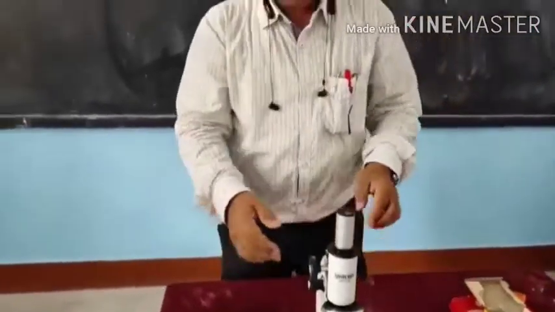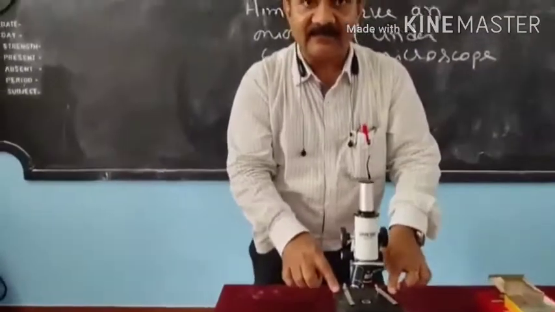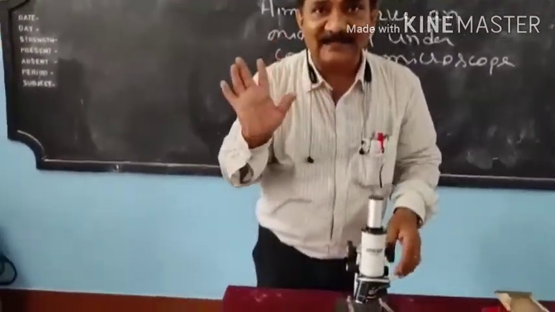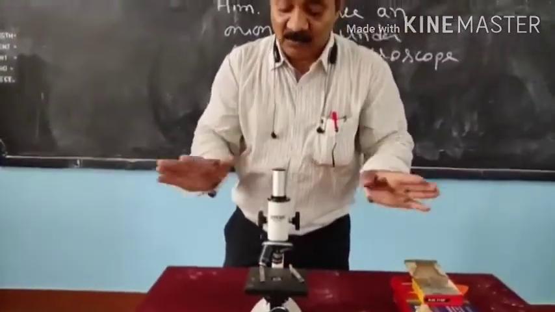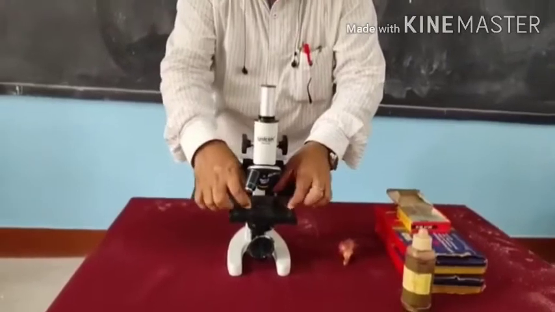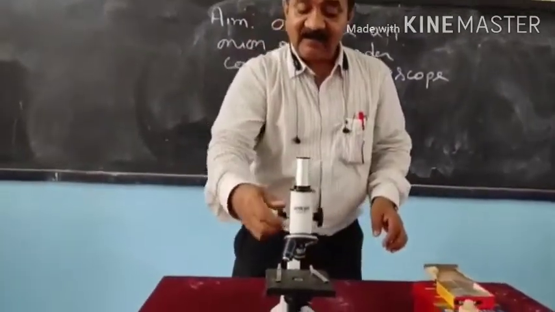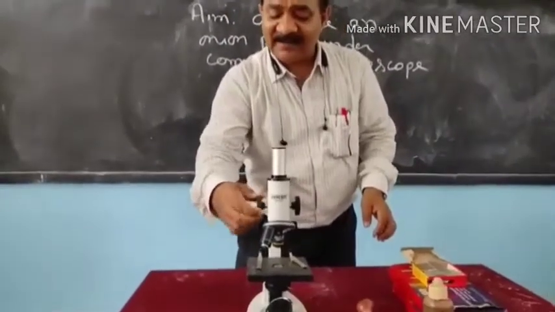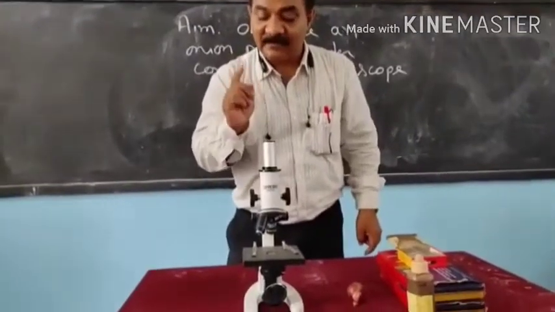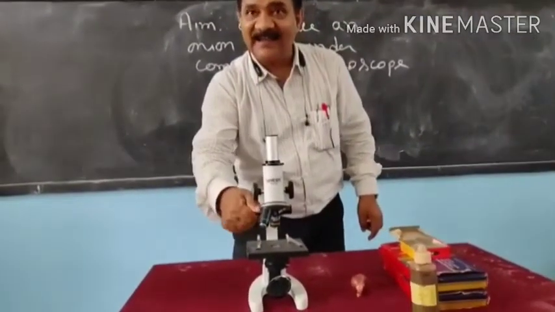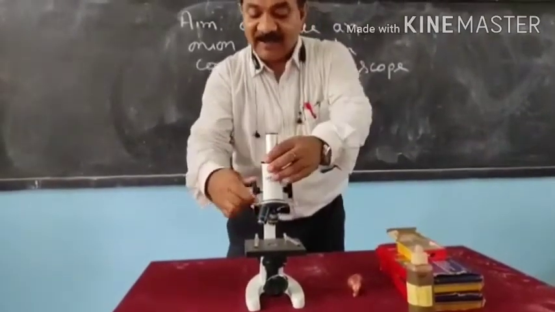Now, this part is the eyepiece, nose piece, and this is the stage. A stage not to dance, a stage to keep a thing and observe. This is the stage, and these are the clips. This part, when we rotate, will go up and down. This is called the coarse adjustment, and the lower one is the fine adjustment.